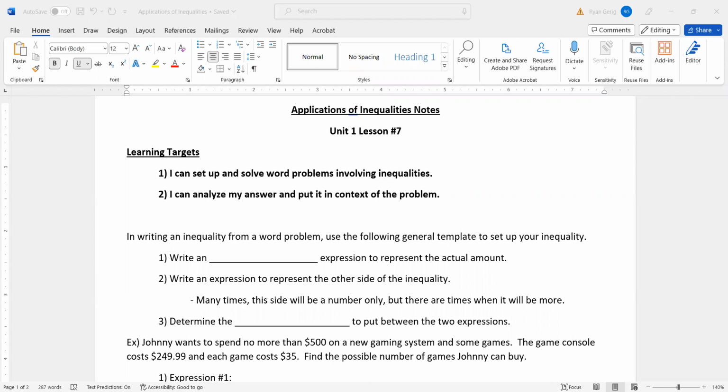I want to point out the learning targets real quick. Setting up and solving word problems involving inequalities, pretty obvious. But the second one, that's the tricky part. And we'll get to that here in a little bit.